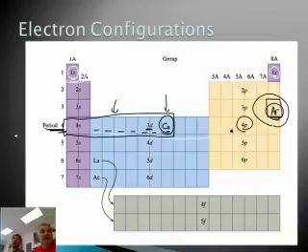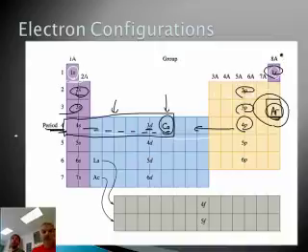So the next is 3d. He's going 3d, 4s, 3p, 3s, 2p, 2s, 1s. Going backwards in order.